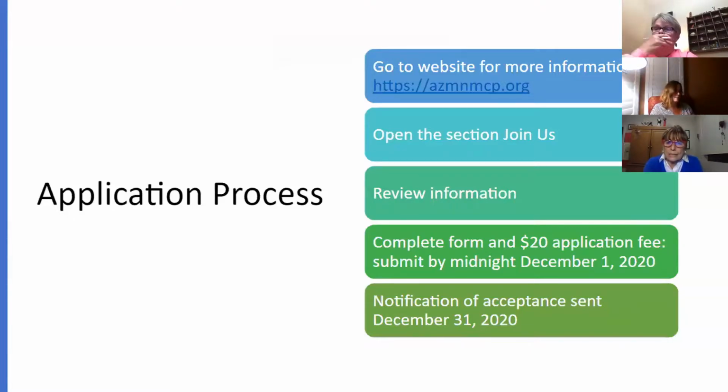So go to the section that says, open the section, join us. Just review the information. You may want to wait a day or two. We may add a little bit more information on there, give you another link to go to that's a little more detailed. There's a form that you will complete. It's a $20 application fee, and you need to submit it by December 1st, midnight.